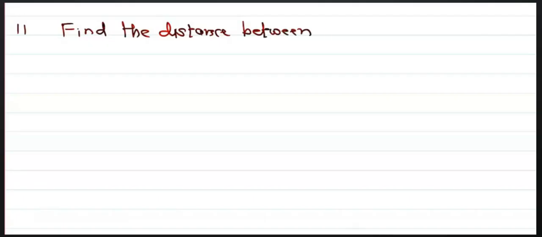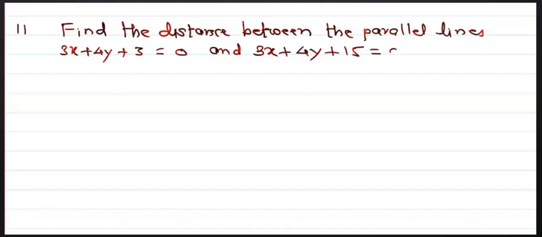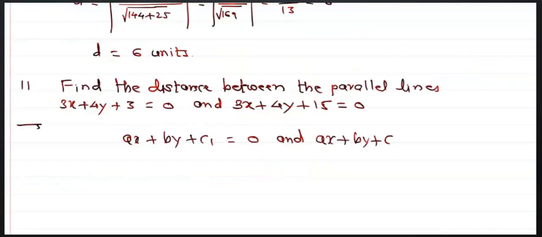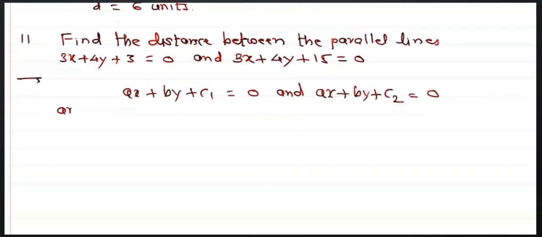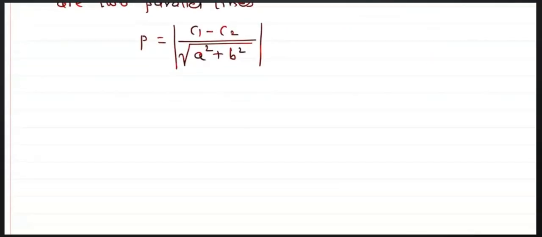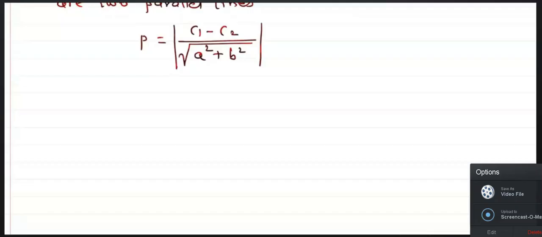Find the distance between the parallel lines 3x plus 4y plus 3 is equal to 0 and 3x plus 4y plus 15 is equal to 0. ax plus by plus c1 is equal to 0 and ax plus by plus c2 is equal to 0 are the two parallel lines. Therefore p is equal to mod of c1 minus c2 upon the square root of a square plus b square.